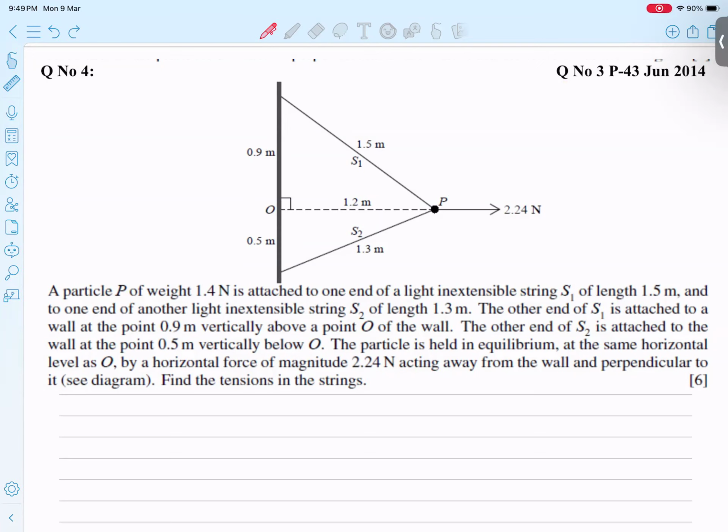This June 1443 variant, question number 3, the topic is a string attached with some particle or rings. So the current situation: we have a particle P of weight 1.4, acting downwards, and the force is 1.4 newtons.